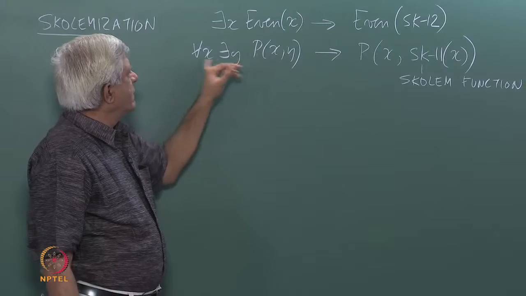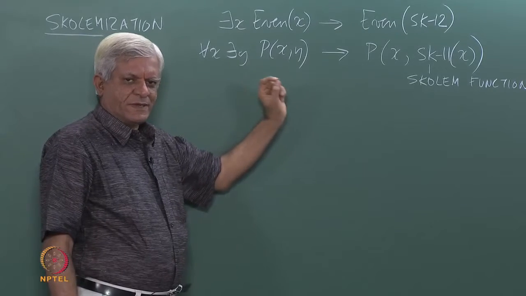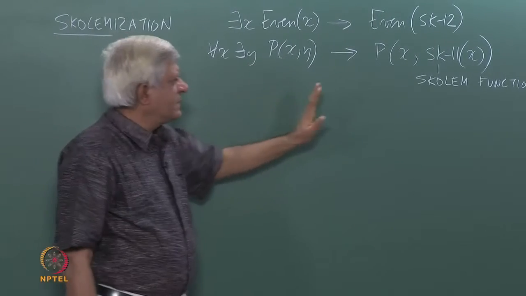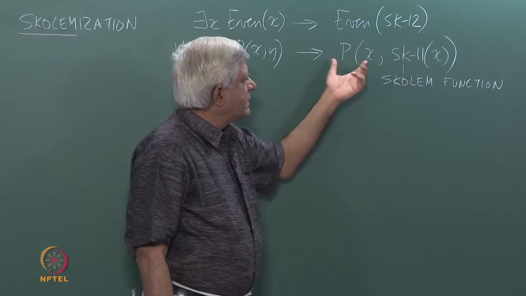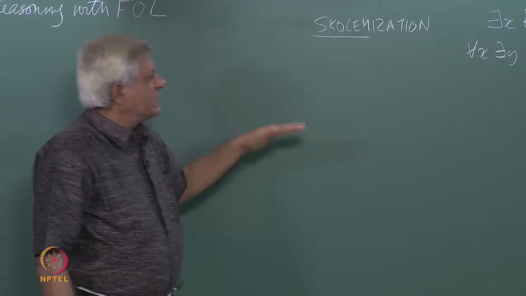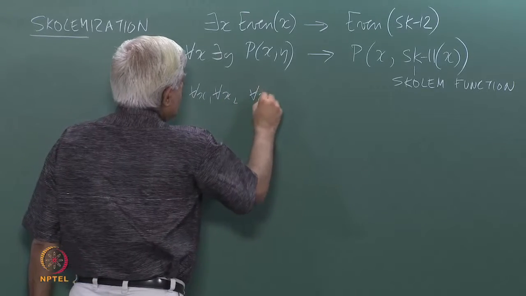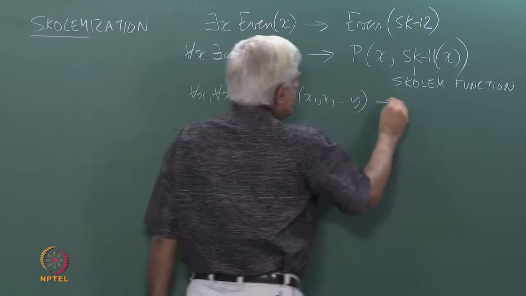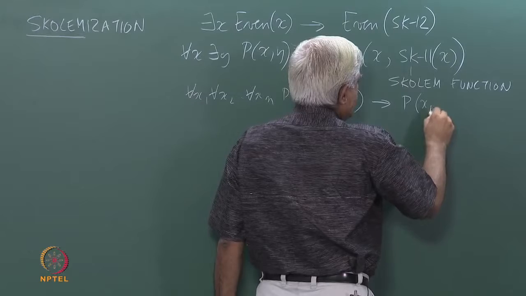Then what we are saying is that for every x you can choose a y such that y is greater than x, so that y that you choose depends upon x, and therefore we can think of it as a function of x. We do not know what that function is, but it is some function. As far as reasoning is concerned, we will treat it as a function and translate this into this statement. So in general of course, if you have for all x1, for all x2, for all xn, p x1 x2 y, then we will translate it to p of x1.